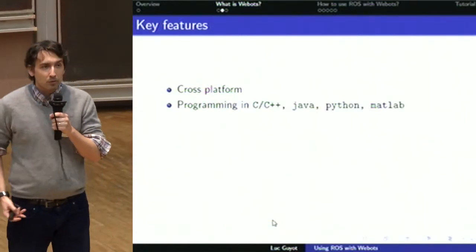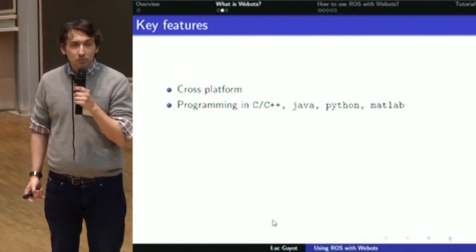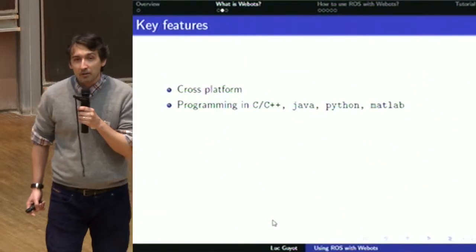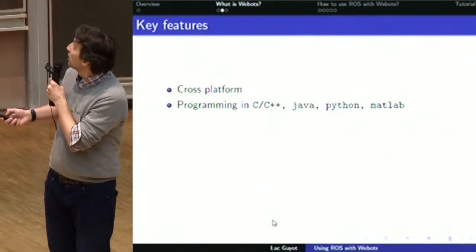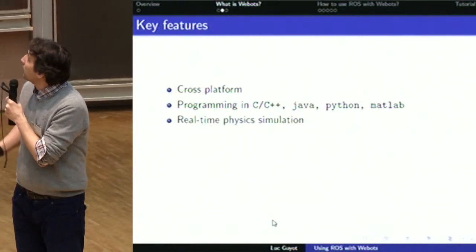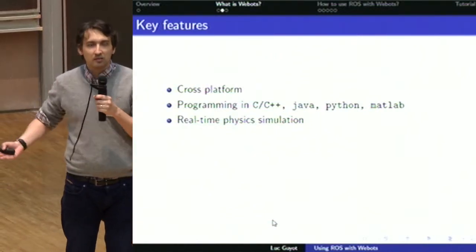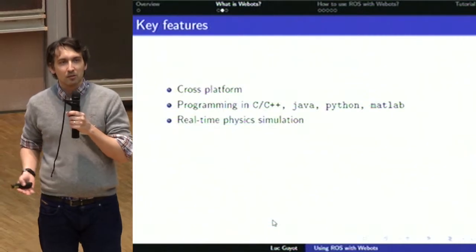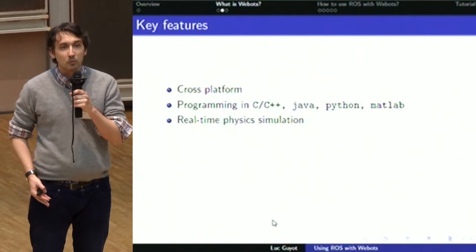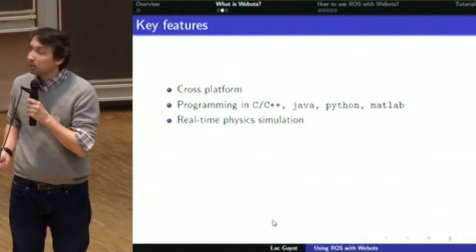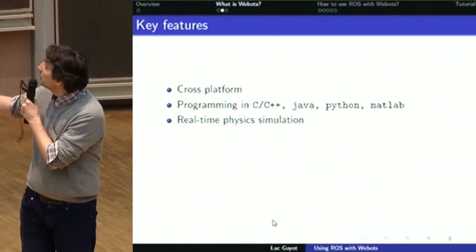You can choose your favorite programming language. Maybe most relevant to us today are C++ and Python, because if you use ROS, you are using C++ or Python. But you can also use Java and MATLAB. It's a real-time physics simulation in the sense that physics is simulated and it's always aiming at real-time. All the provided examples in the distribution run in real-time and above. But depending on the complexity of your system, you may not be able to reach real-time.